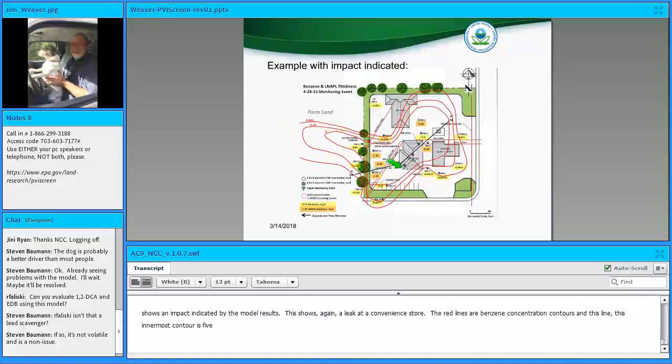So this site is significantly hotter than the other one. And then there's free product levels indicated in these darker yellow boxes. So there's product around here. So we expect this is a hotter source.